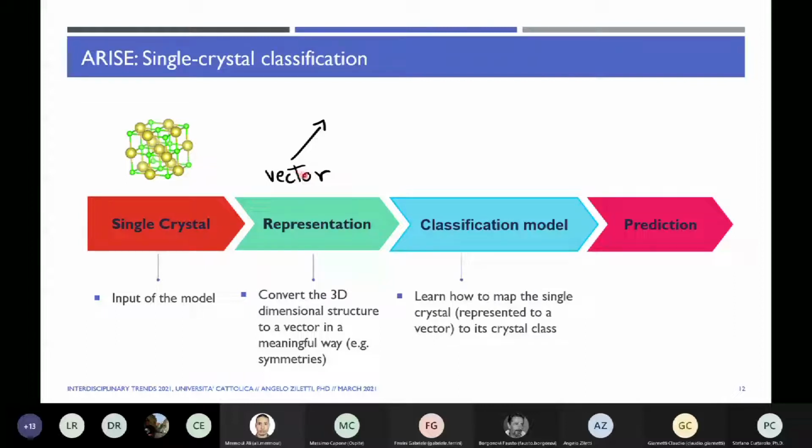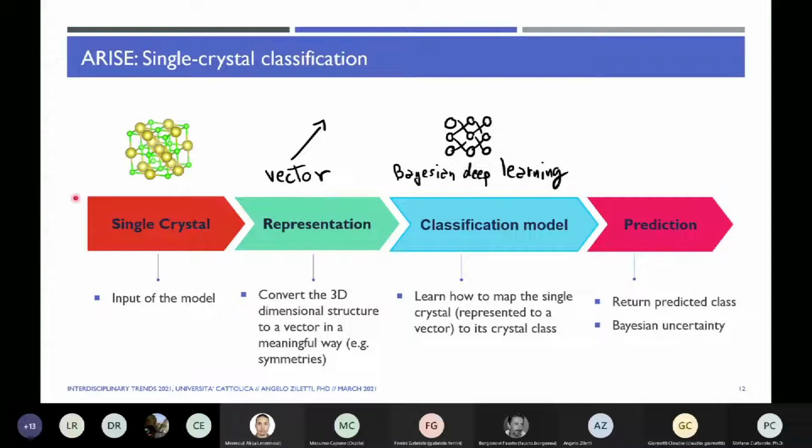After that, remember, we still want to classify which is the most similar prototype to a given structure. So you want to learn a mapping that goes from a single crystal to the actual class that you're interested in. And for that, we will use Bayesian deep learning. At the end, as input you have a single crystal, and as output you get the predicted class, but also the uncertainty, which is usually not returned in lots of applications, but we think it's quite important. So you will have an output like: okay, that's a rock salt with some probability, and then some uncertainty.